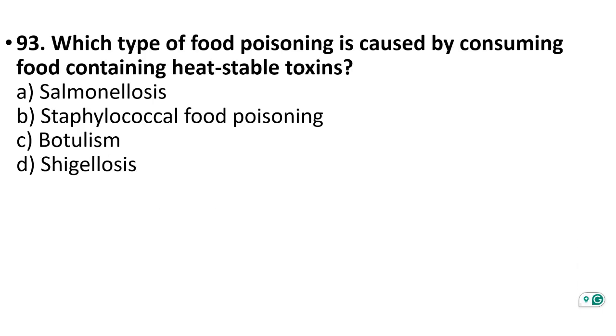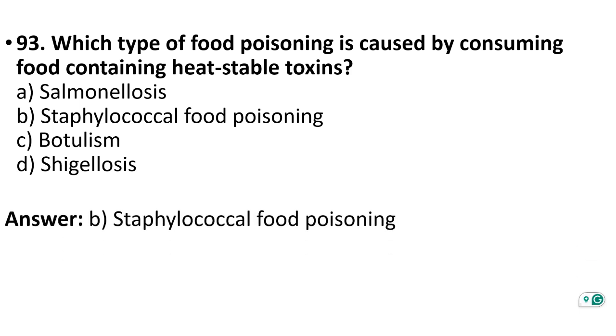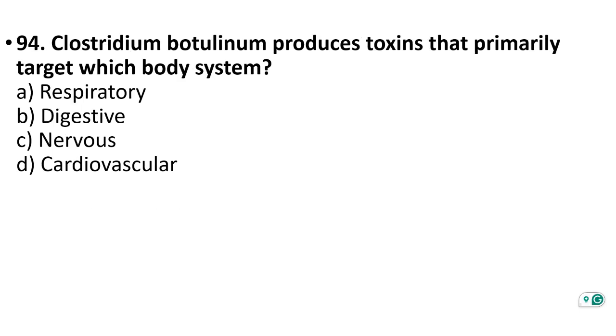93. Which type of food poisoning is caused by consuming food containing heat-stable toxins? Salmonella, staphylococcal food poisoning, botulism, shigellosis. Your answer is option B, staphylococcal food poisoning. 94. Clostridium botulinum produces toxins that primarily target which body system? Respiratory, digestive, nervous, cardiovascular. Your answer is option C, nervous.